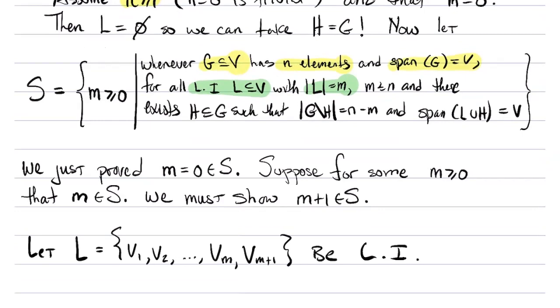Good. What do we have to do? We have to show a couple of things. We have to show that m plus 1 is no more than n, and that we can find a subset of G that has n minus the quantity m plus 1 elements in it, that when we union it with our L, we still span V. So that's our goal. If we can show this L does that, then we can conclude that m plus 1 belongs to the set S, and the principle of induction will tell us every number belongs to the set S, which is what we're trying to do.